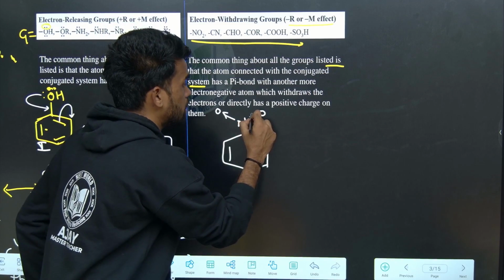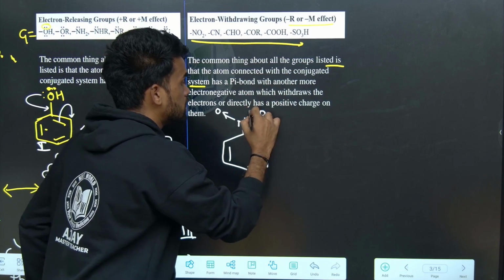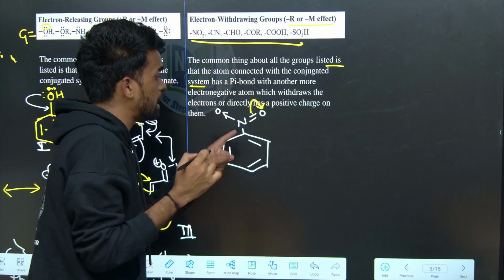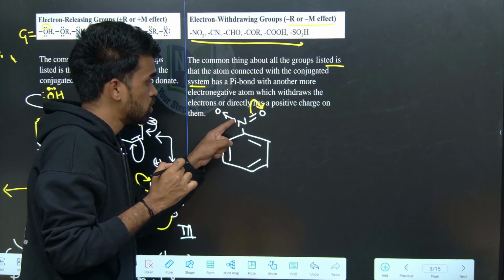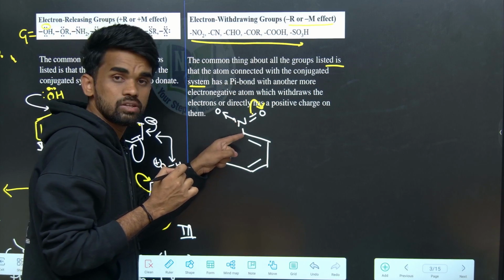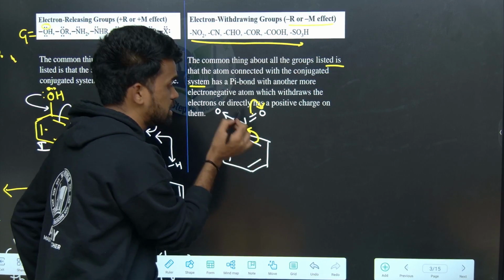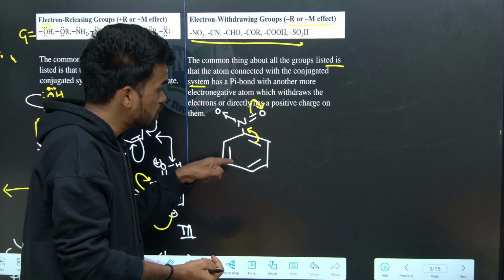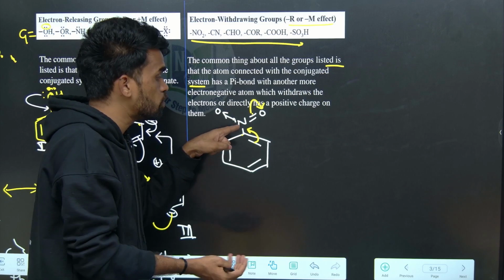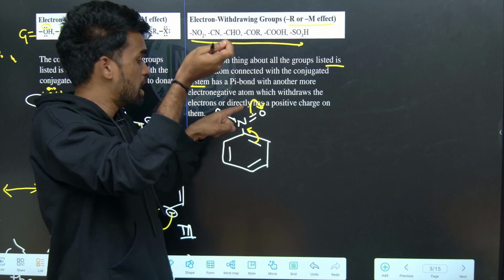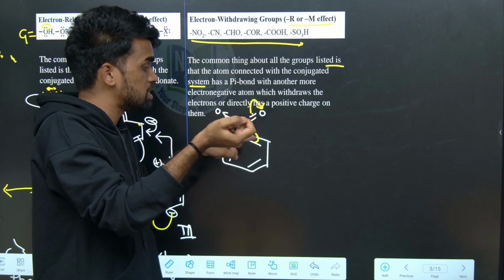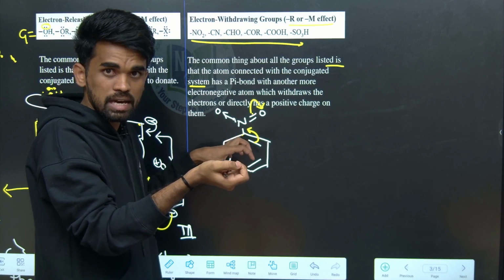It means the pi electron here will be taken towards the oxygen side, creating a positive charge on the nitrogen. So we know nitrogen is more electronegative than this carbon, therefore this nitrogen will drag these pi electrons towards itself. It means this nitro group is dragging the electrons from the ring towards itself and creating electron deficiency in the benzene ring or phenyl ring, right?